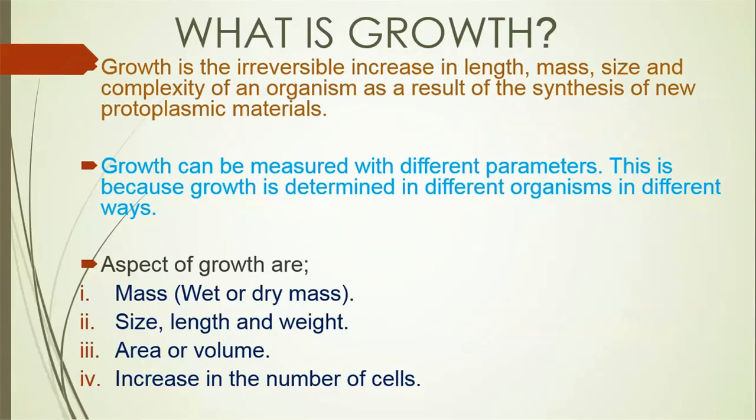Number 3 is area or volume occupied by an organism. If the area or volume occupied by an organism increases, growth has occurred. And then number 4 here is increase in the number of cells. If the number of cells increases maybe from 1 to 2 to 4 to 8, 16, definitely growth is taking place. And this you can see when microorganisms are cultured. To determine them, you just look at the number of microorganisms in the petri dish.